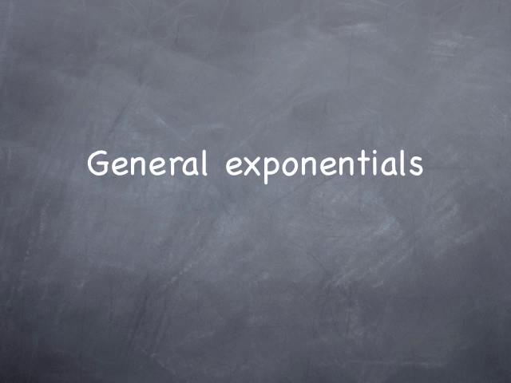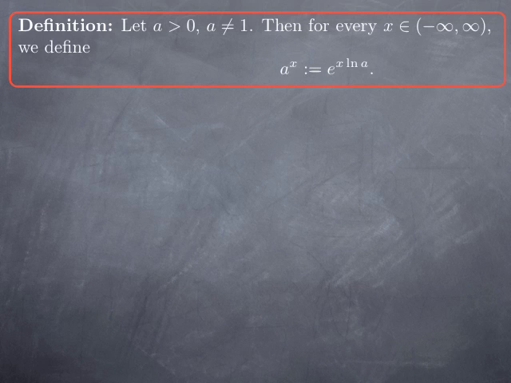Now we're going to turn to general exponentials. So another class of functions, we've seen one specific example, the natural exponential, and more generally we're going to use the natural exponential to define the more general exponential of base a. So a here is a fixed number that is positive and different from 1. And then for any real number x, we can define a to the x using the natural exponential as e to the x ln of a.